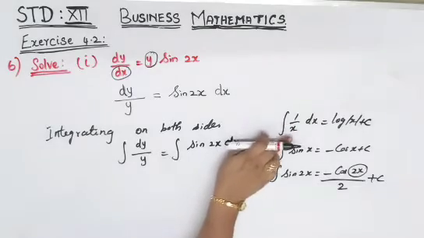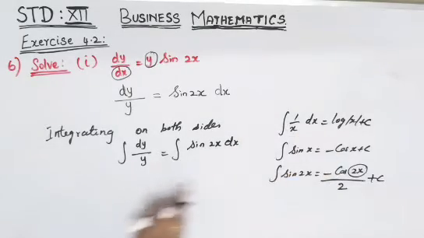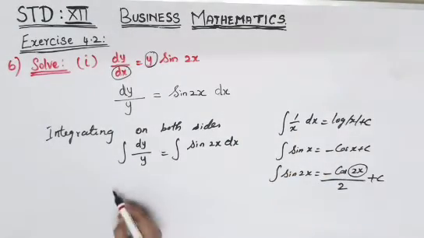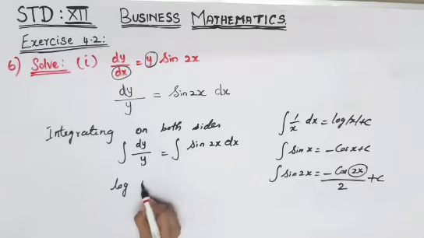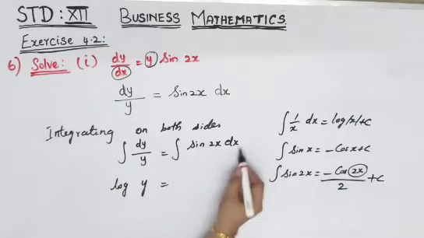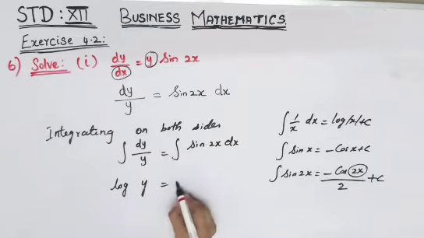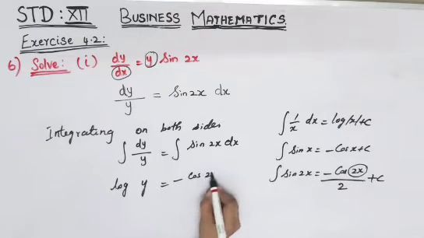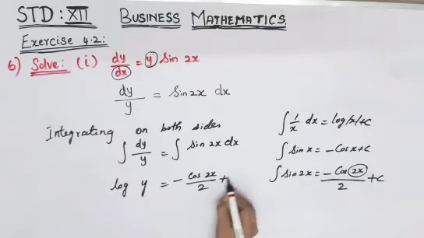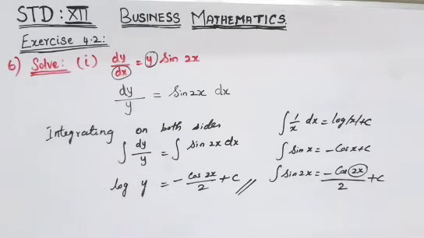But here it is 1 by x into dx, so log x. But we have got y, okay. So what we'll get is log y, that is equal to the answer we have got here. So straight away we can substitute it: minus cos 2x divided by 2 plus c. So this is the answer for your 6th question, first subdivision.